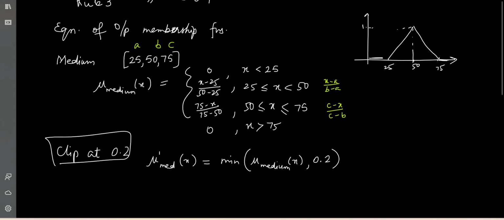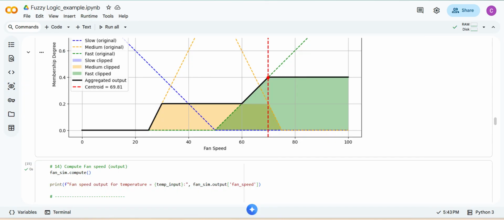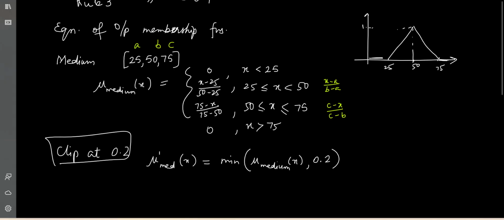5 upon 25 is 0.2, so the minimum of 0.2 and 0.2 is nothing but 0.2 only. So at 30 degrees Celsius we have this 0.2 line. Then the clipping starts for all other values: anything greater than 30 and less than 50, we'll have the mu medium of x greater than 0.2, and the minimum of those two values will always be 0.2.